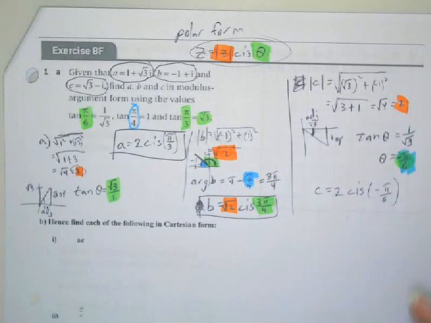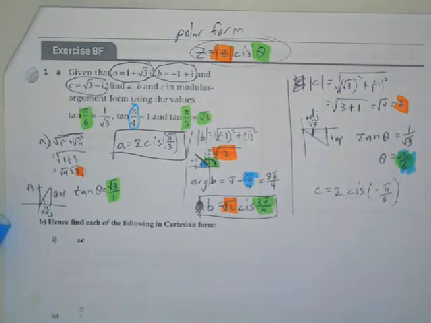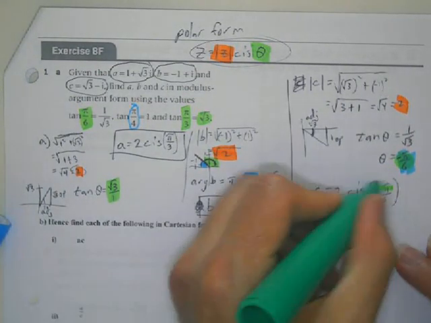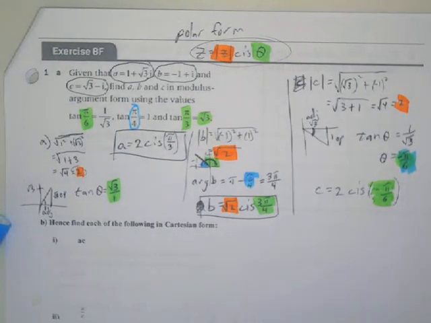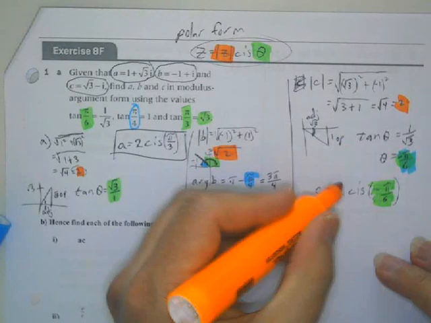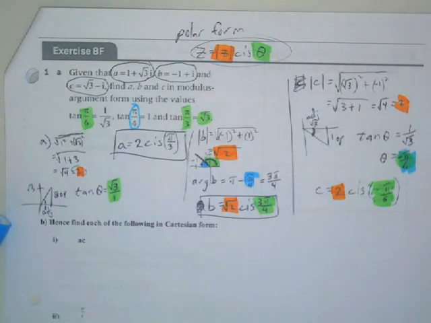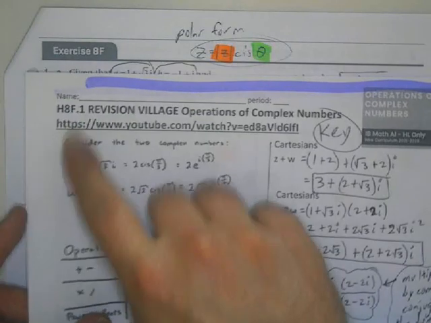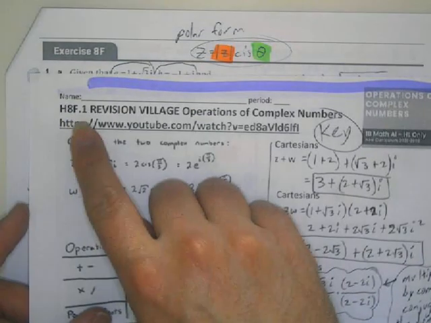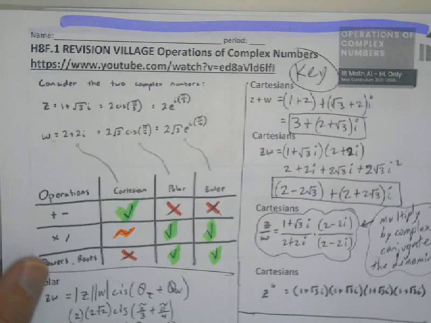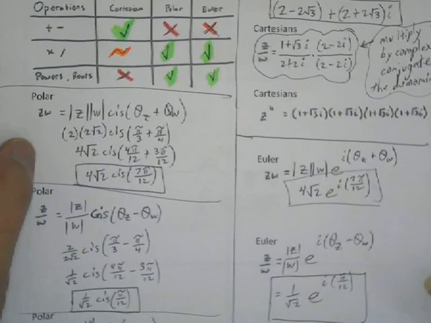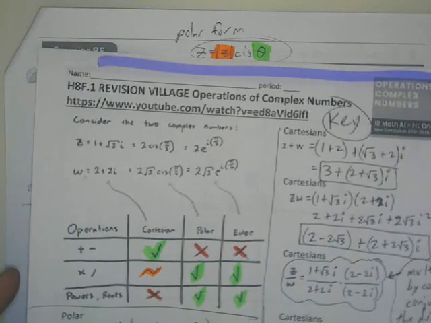Okay, so now we've got our equations written in polar form. And this is exactly what we did in the H8F.1 Revision Village handout. If you haven't done this, then you're not going to understand what we're doing. You need to do this assignment.